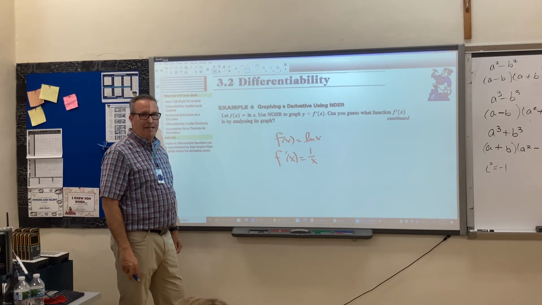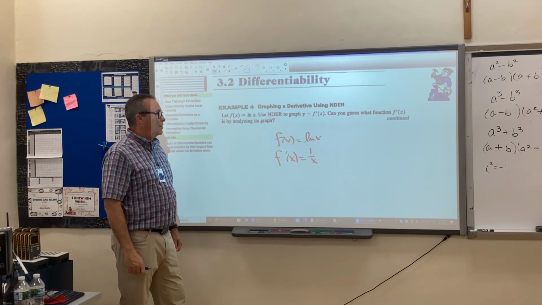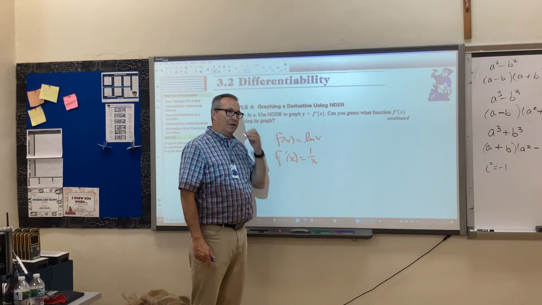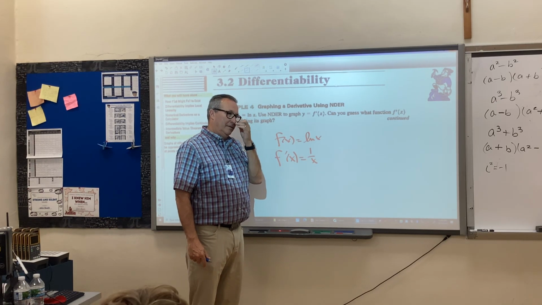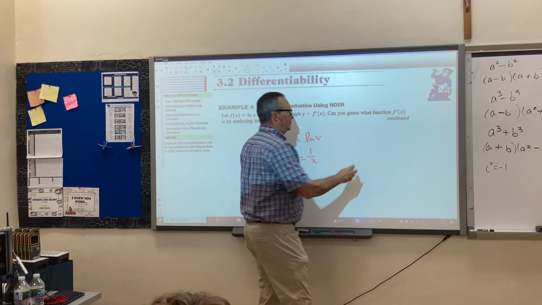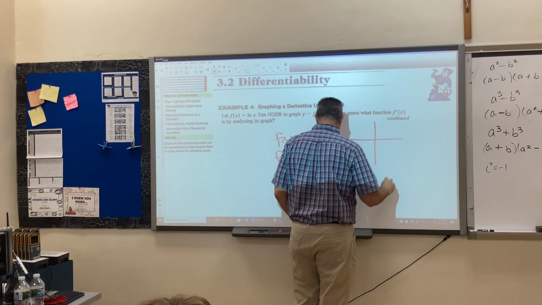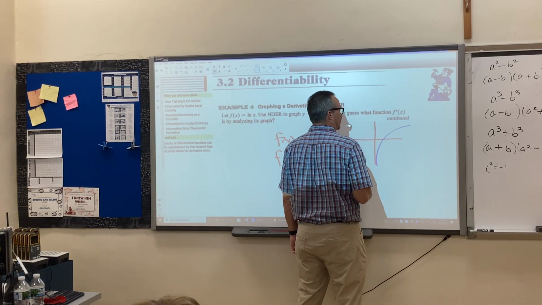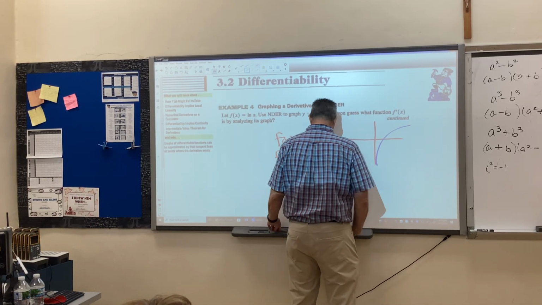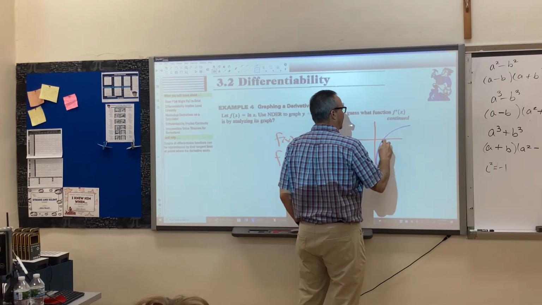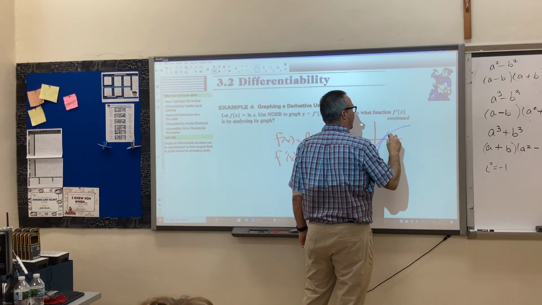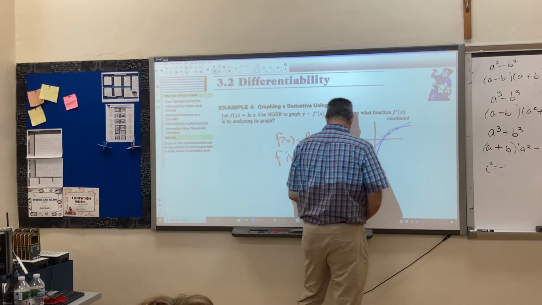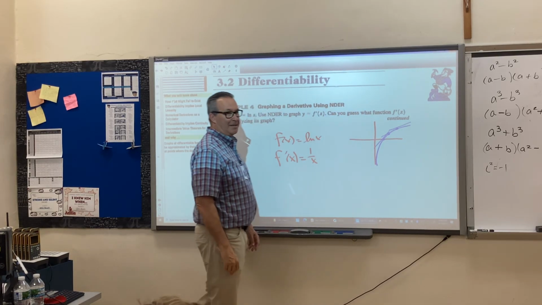Which is crazy. The slope of the tangent line for the natural log of x is always 1 over x. We graph the natural log of x. At x equals 1, the slope of the tangent line is 1. At x equals 2, the slope is 1/2. At x equals 3, the slope is 1/3. It's getting flatter.